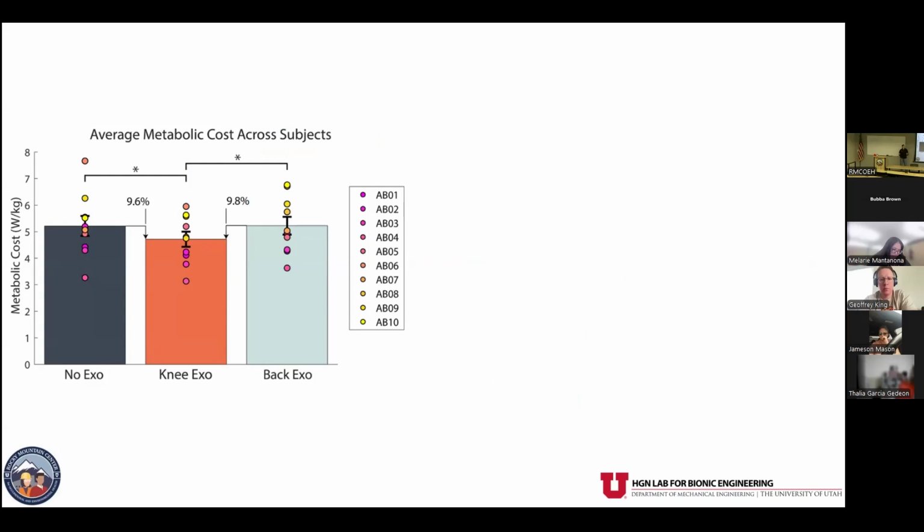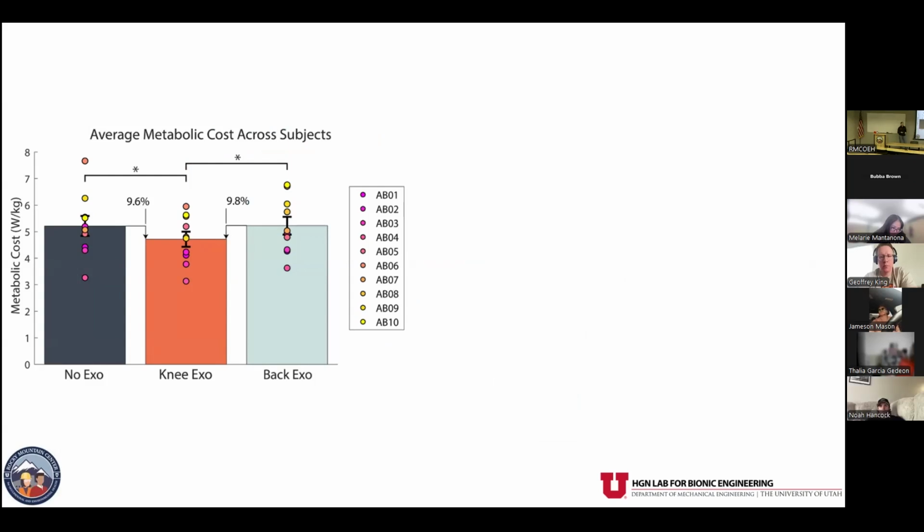All right, so the major result, or the biggest takeaway you could say, is that the knee exoskeleton reduced the metabolic cost of the task, which was lifting and lowering this 25-pound kettlebell, by around, let's call it, 10%. And that was statistically significant from the no exo condition and from the back exo condition. So the back exo did not reduce the metabolic cost of this action, but the knee exo did.